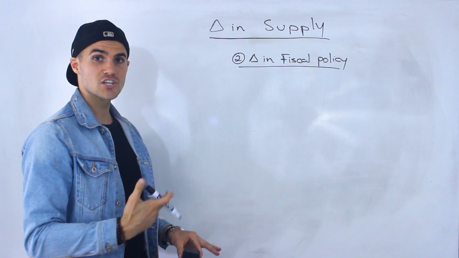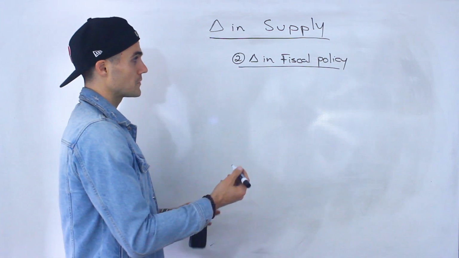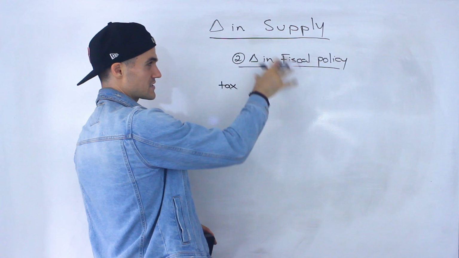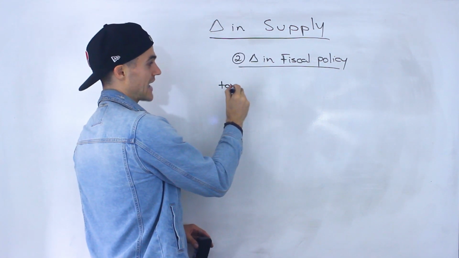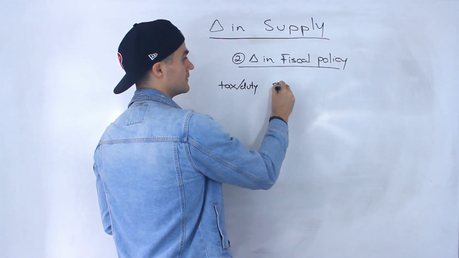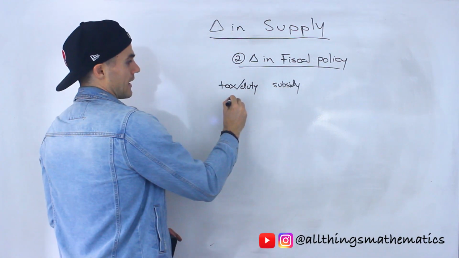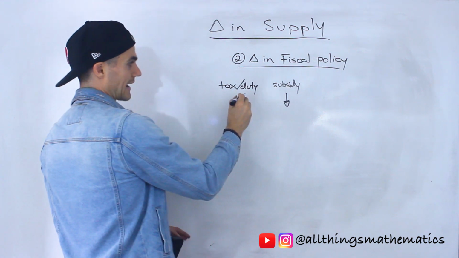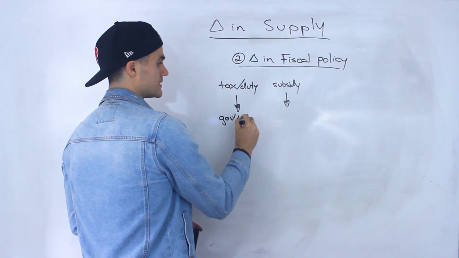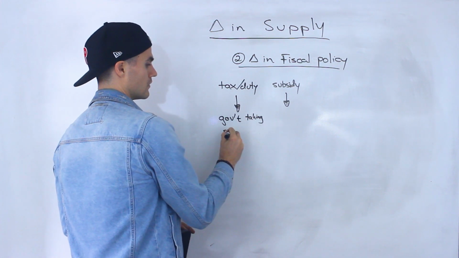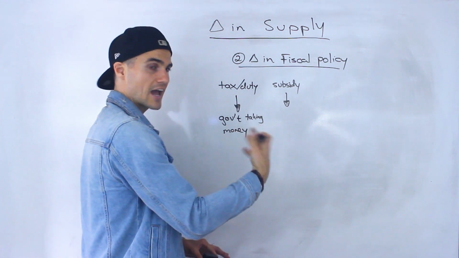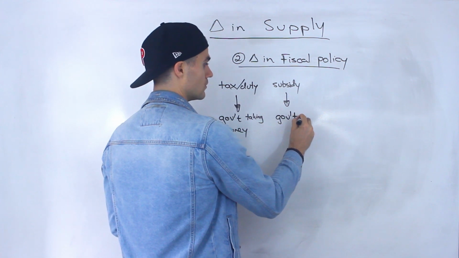Now, the second factor is a change in fiscal policy. So that's more so what the government's doing. And the two biggest things that they talk about when they talk about fiscal policy in terms of change in supply is either tax, sometimes you'll see this called duty as well, like import tax if you're importing a product, and subsidy. And to just simplify both of these, basically a tax or an import duty tax is the government taking money from you as a producer. So they're taking money from you versus a subsidy. If they're subsidizing production, the government would be giving you money.